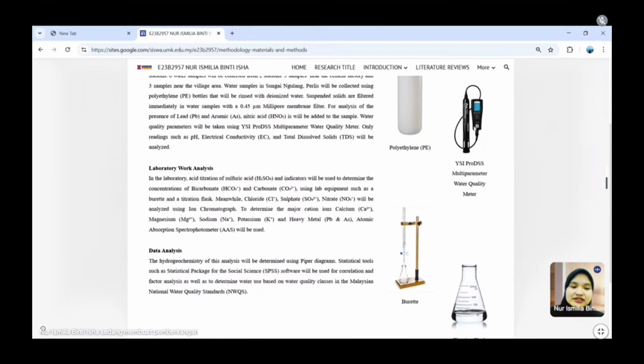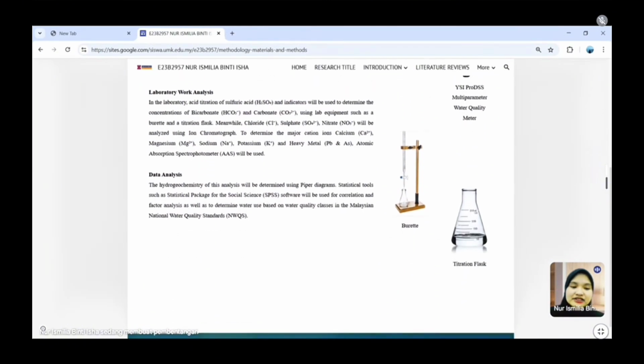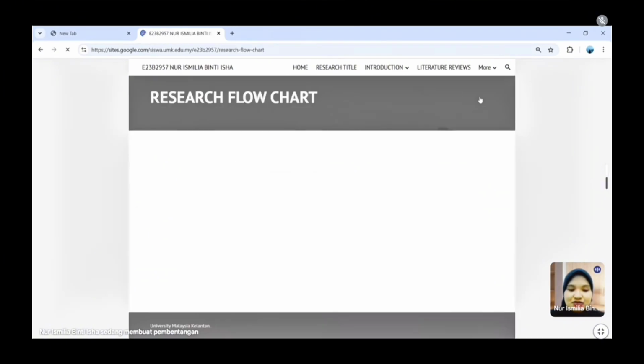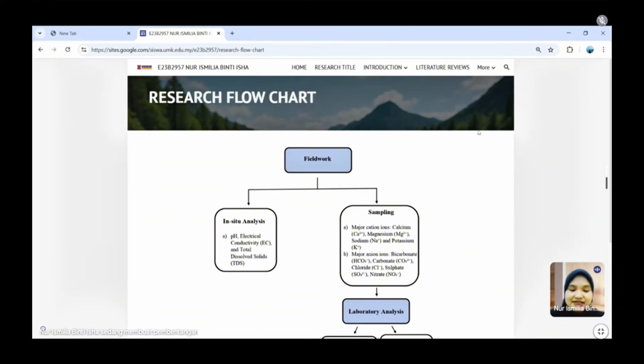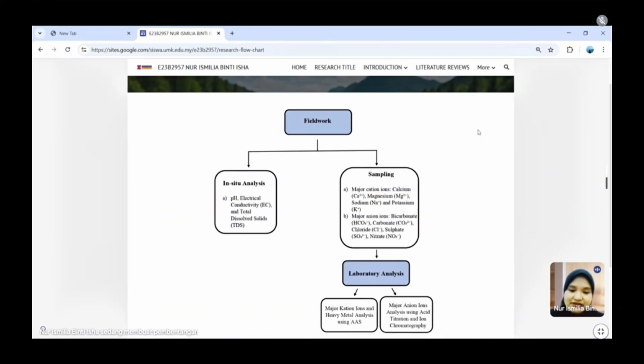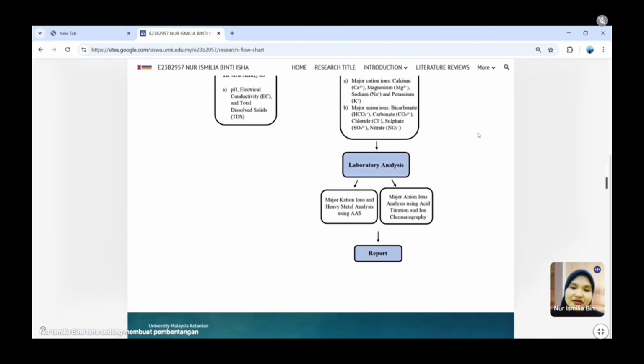For data analysis, this research will use Piper diagrams for hydrogeochemistry. Statistical Package for the Social Sciences, SPSS software, will be used for correlation and factor analysis and to determine water use based on water quality classes in the Malaysian National Water Quality Standard, NWQS. The research flowchart includes starting with in situ analysis and taking water samples. Next, laboratory analysis, which means chemical analysis of samples, and preparing a report by compiling the results and findings.